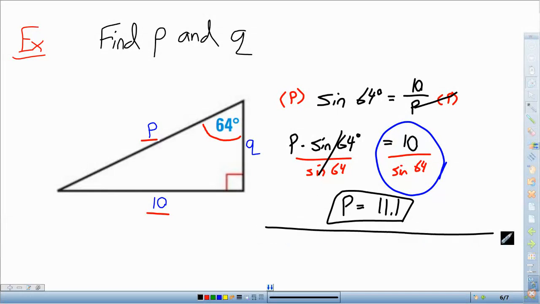Let's go ahead and do the next one. Now instead of finding P, we're going to be finding Q. Let me make it red just so I can stay consistent. Let's use these values that we have. We're looking for Q. We already have this side length, so we might as well use it. We have the side length opposite our angle, and Q is adjacent to our angle. So opposite and adjacent.